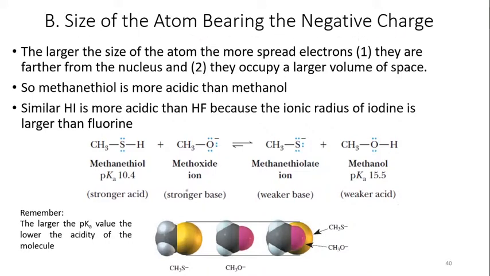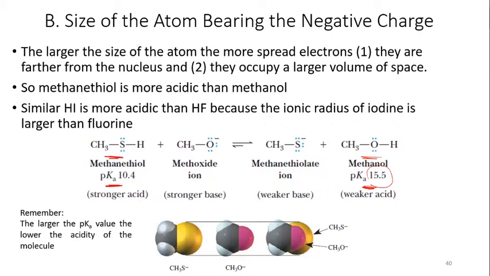The other factor that affects acidity is the size of the atom bearing the negative charge. If I have methanethiol reacting with methoxide to form the methanethiolate ion and methanol, you can see that the pKa of my acid is equal to 10.4, and the pKa of the produced methanol acid is equal to 15.5. You have to remember, the larger the value, the weaker the acid will be. This means that in this case, methanol is less acidic than methanethiol.